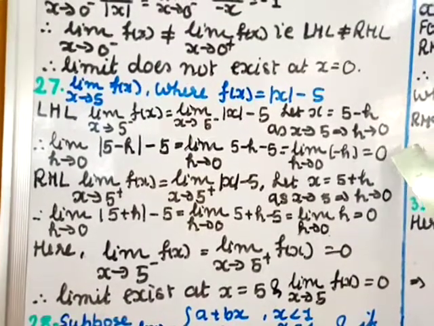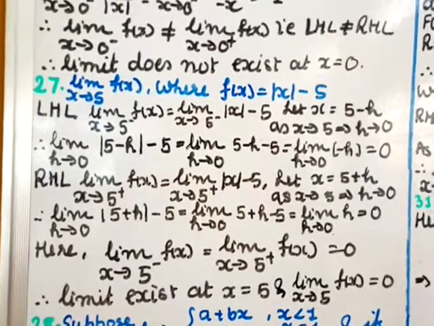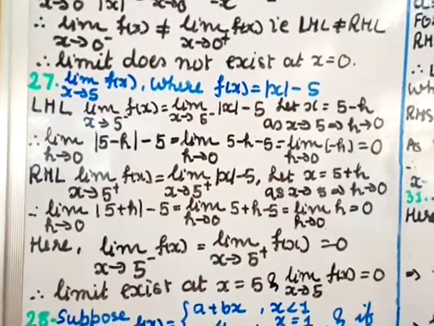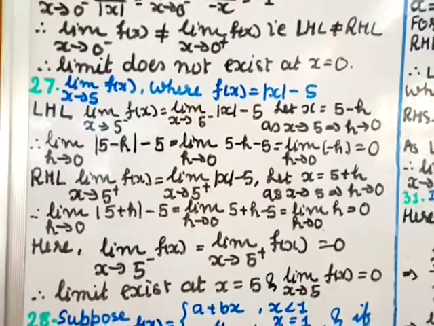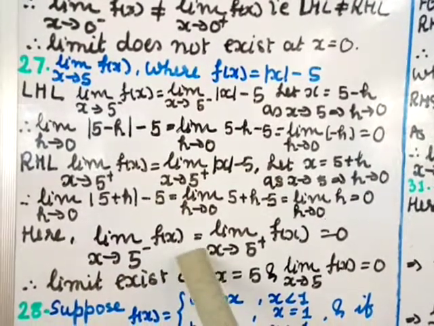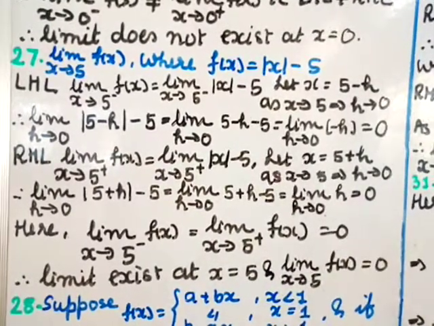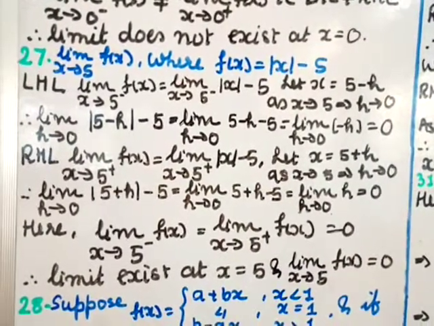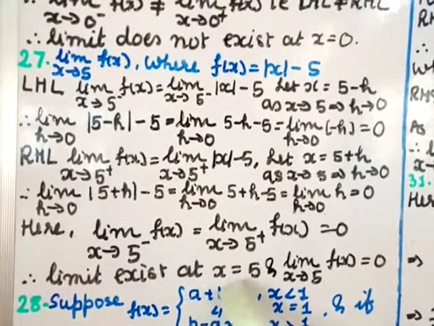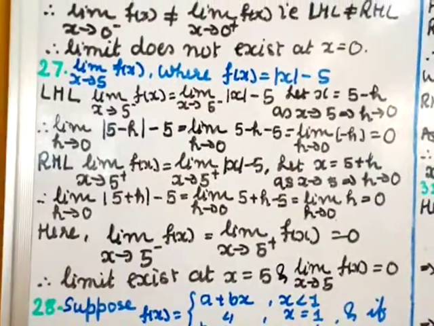So left hand limit is also 0, right hand limit is also 0. That means the limit exists at x equal to 5 and the limit will be equal to 0. So we can say here limit x tends to 5 minus f(x) equal to limit x tends to 5 plus f(x) equal to 0. Both are the same and their answer is 0. That means limit exists at x is equal to 5 and limit x tends to 5 f(x) equal to 0.